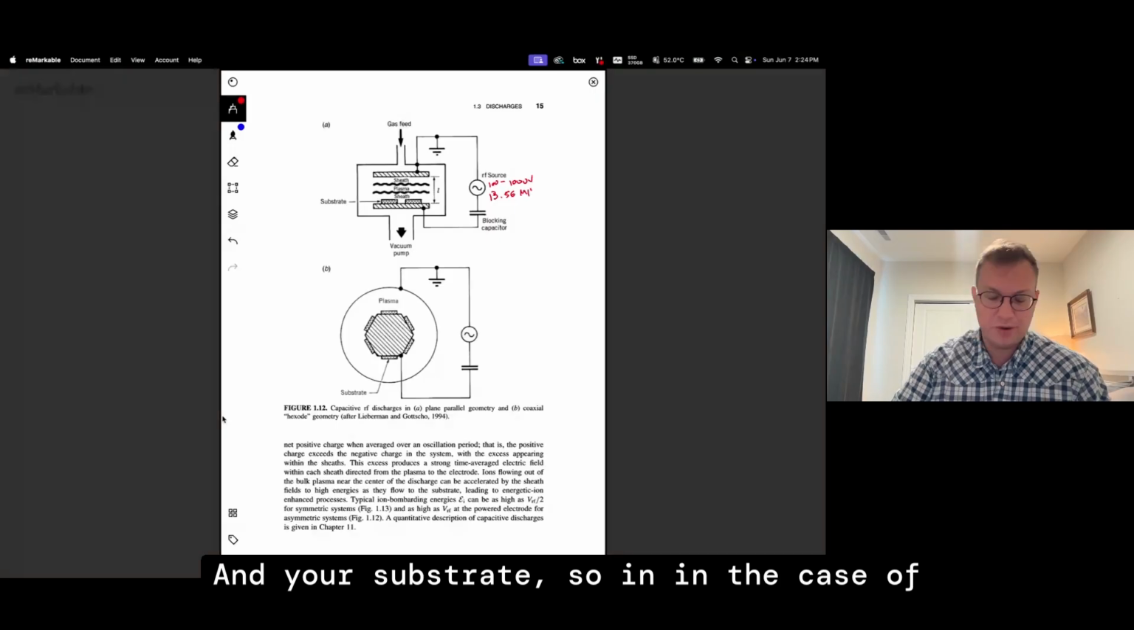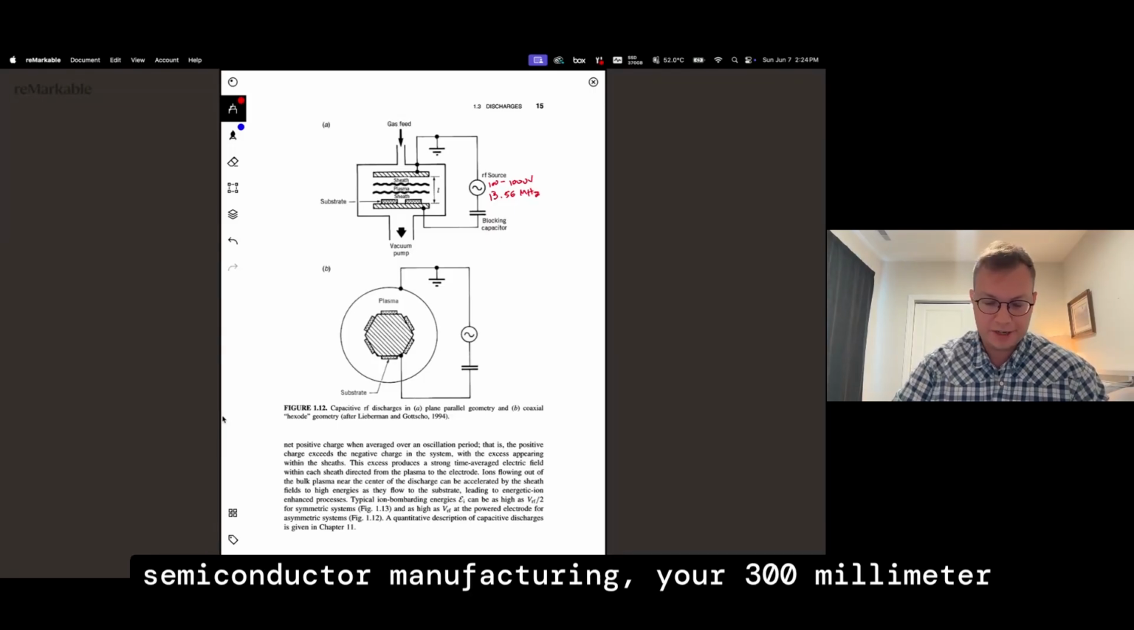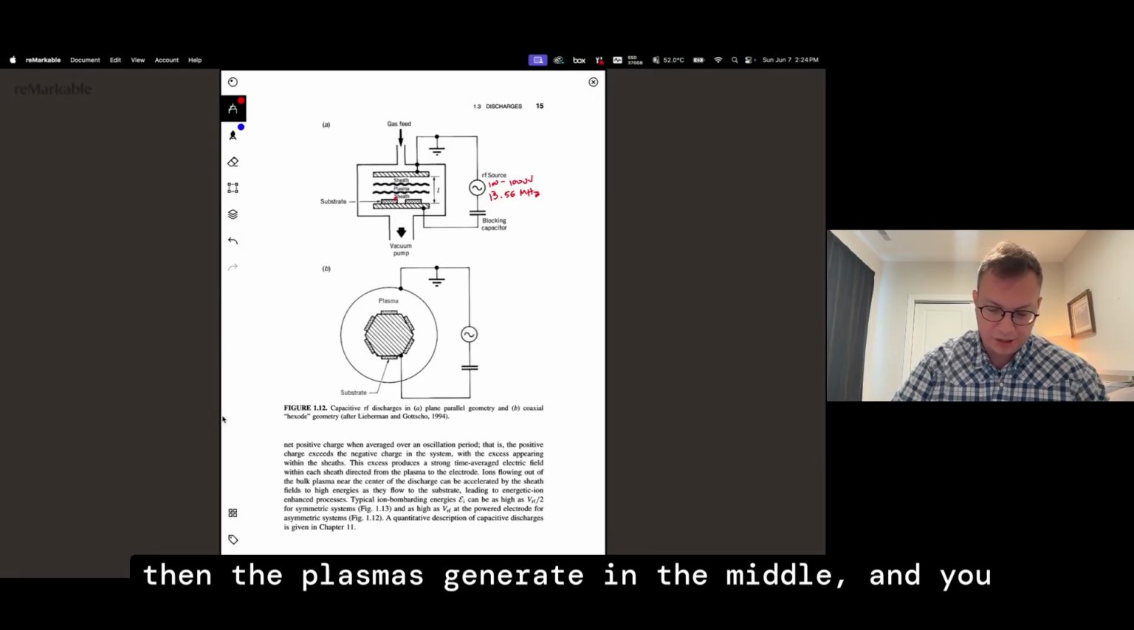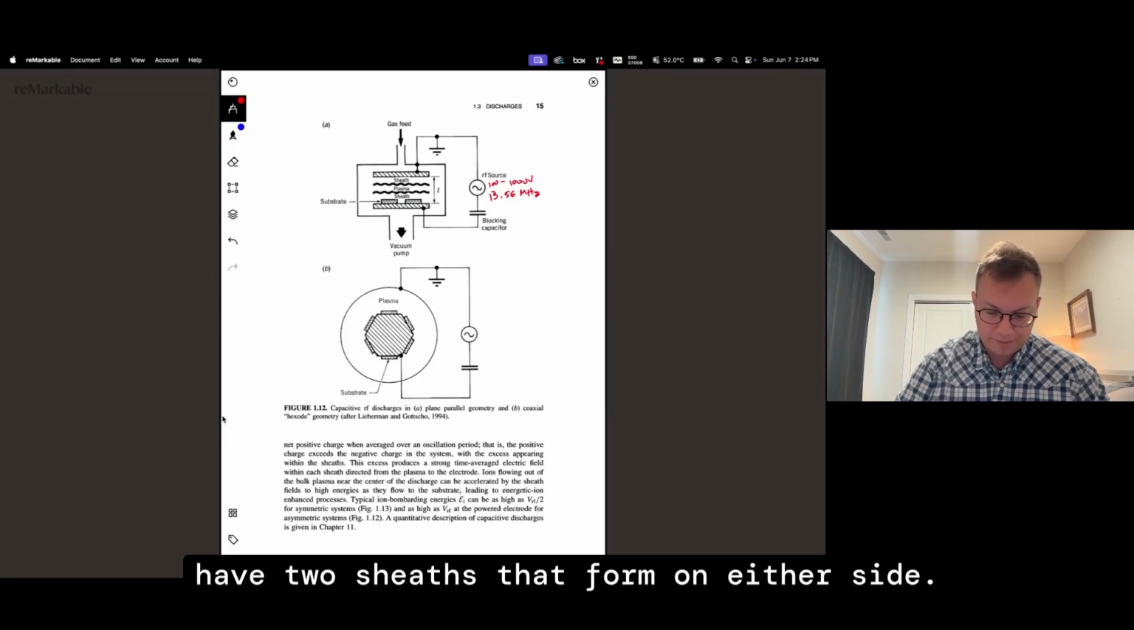And your substrate, so in the case of semiconductor manufacturing, your 300 millimeter wafer is placed on one of the electrodes, and then the plasma is generated in the middle, and you have two sheaths that form on either side.